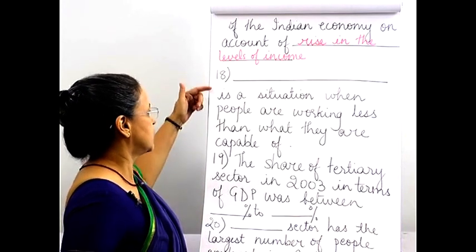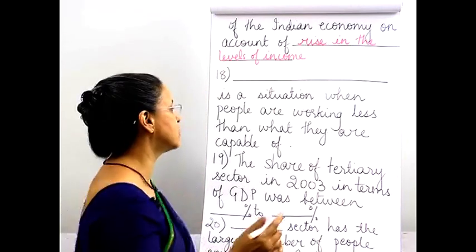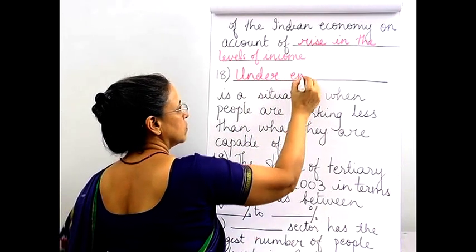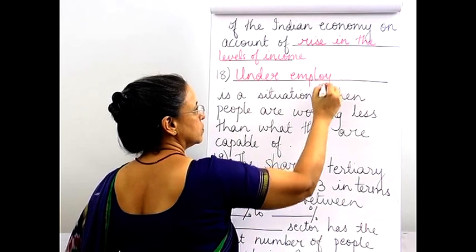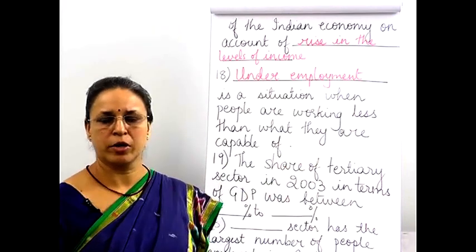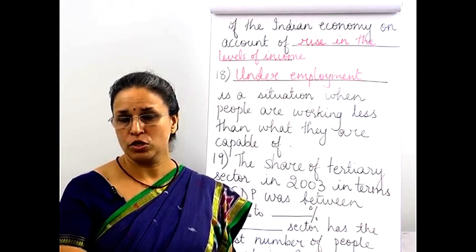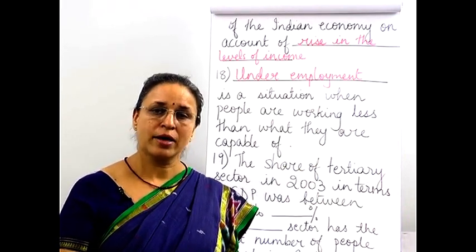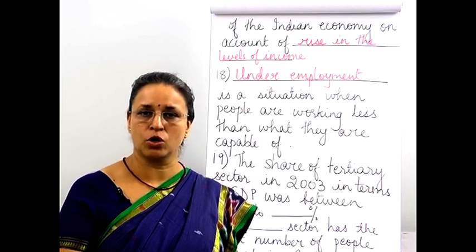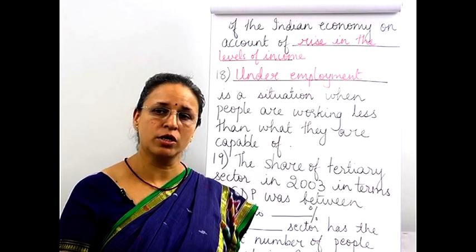18th, dash is a situation when people are working less than what they are capable of. Now, this is known as underemployment. Underemployment is of two types. Suppose I have done my graduation, my post-graduation, I am able to teach school children, secondary school children or the college going children, and yet I am taking tuitions or I am taking classes for Montessori or nursery, I am teaching the younger ones and not getting paid that much. So that will be called underemployment.